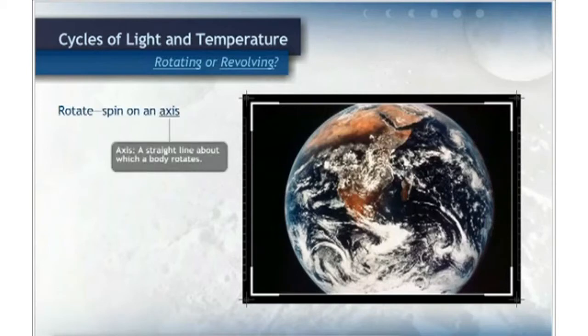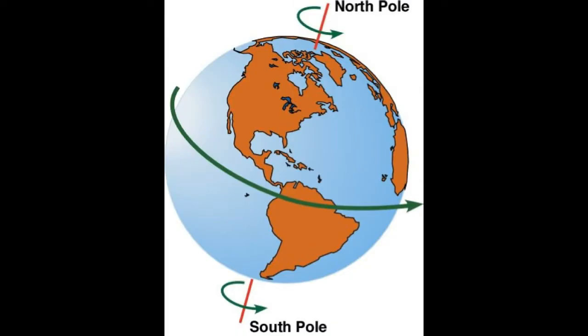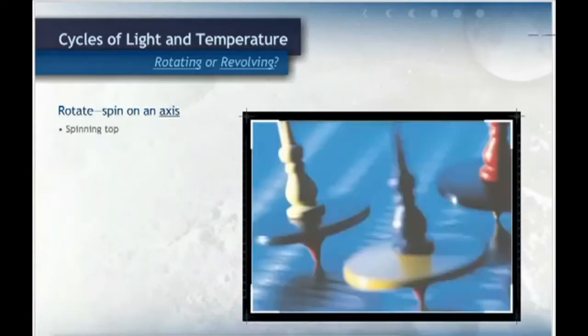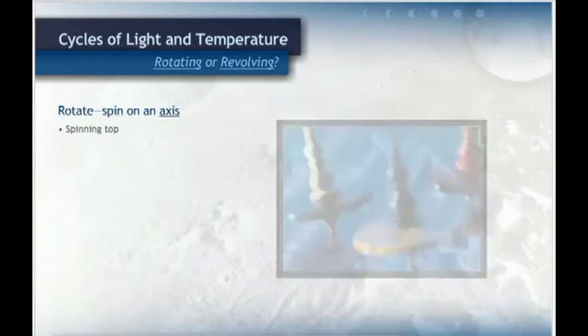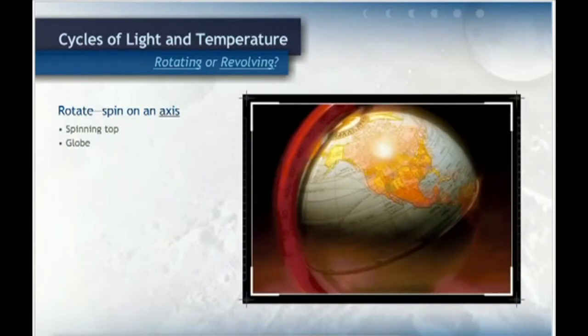Let's review these terms. To rotate means to spin on an axis. An axis is an imaginary line running through the object. In this illustration, the axis is the red line traveling from the North Pole through the Earth to the South Pole. The Earth's rotation is about this axis. So when you think about rotation, think about a spinning top, or think about a globe turning on its stand. Both of these objects are rotating around their axes.